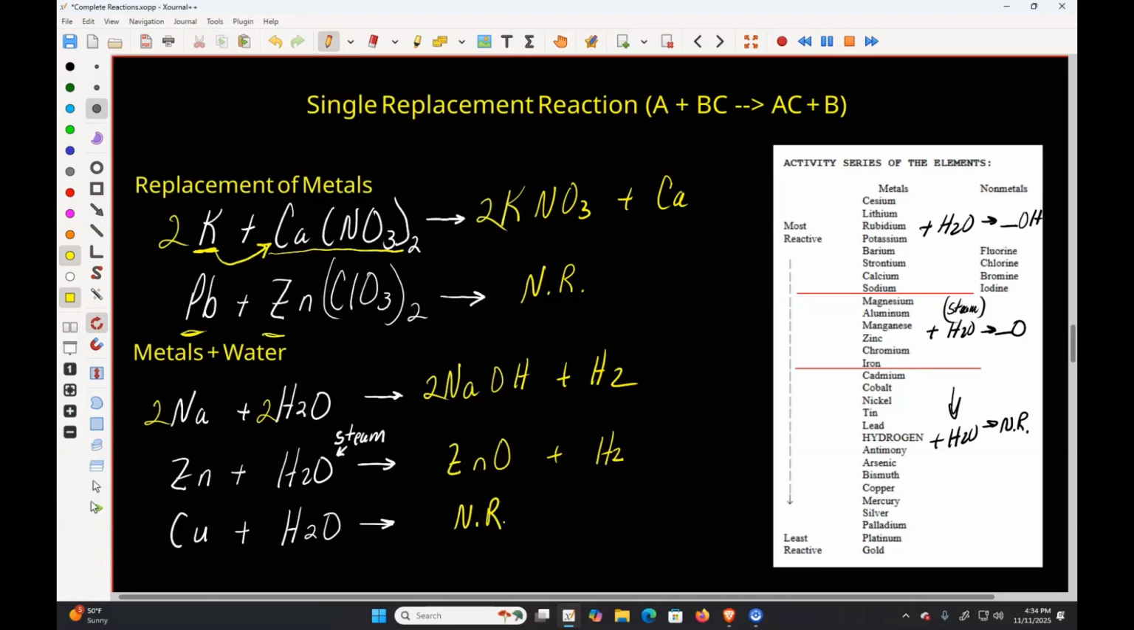So repeating the rule one more time, if a metal is more active than magnesium, a metallic hydroxide plus hydrogen is formed. If the metal's activity is between magnesium and iron, a metallic oxide plus hydrogen gas is formed if the water is in the form of steam. If the metal's activity is less than iron, no reaction is formed.